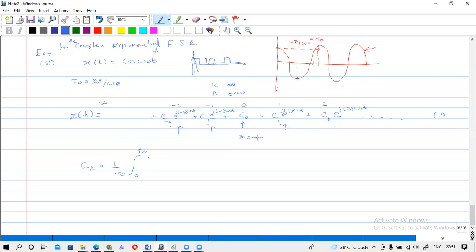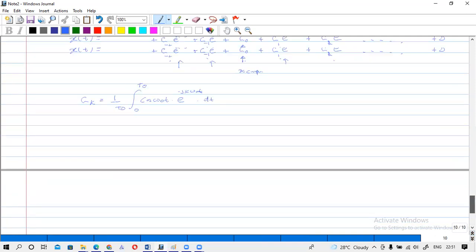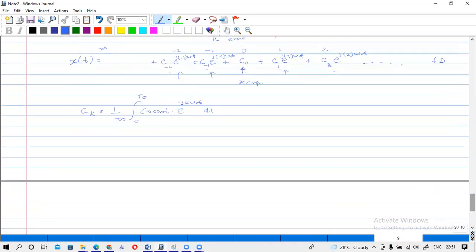So x(t) is cos omega naught t, and you have to multiply it by e to the power minus j k omega naught t and dt. To find the Ck, you have to evaluate this integral. Can you evaluate this integral? I hope you can. This integration should be done by parts.